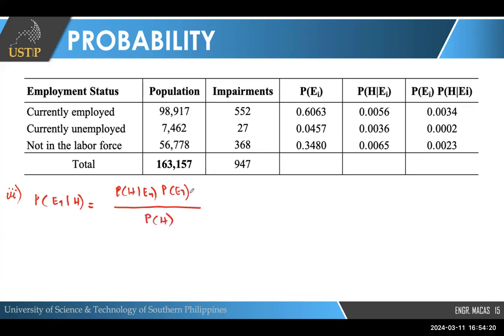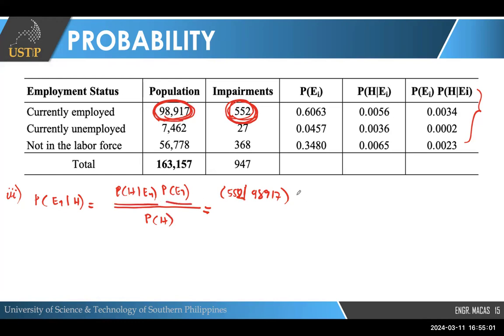You keep going back to this, class? But here we no longer depend on the decimals we got earlier. What will we do? We analyze from the table. The probability of H given E1 means having hearing impairment given that you are employed, as we said earlier. So that would be, in fraction, 552 divided by 98,917. Hearing impairment given that they are employed: what is the proportion of this with respect to your population that is currently employed? That's your H given E1.